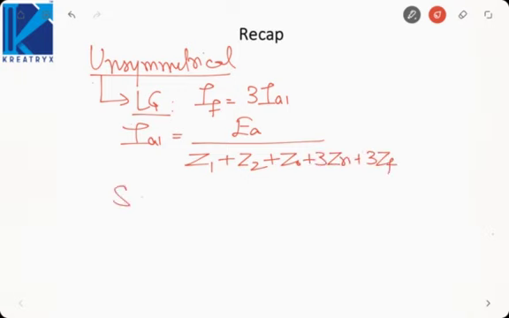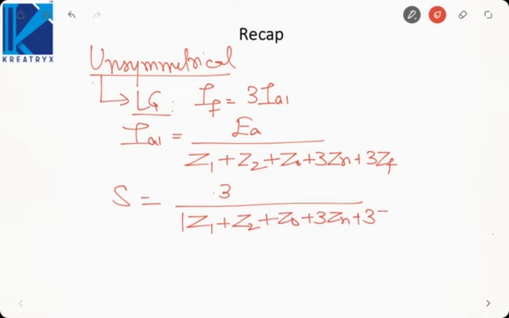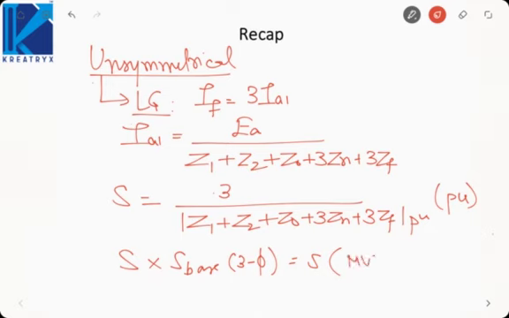And the short circuit MVA was mod of (Z1 plus Z2 plus Z0 plus 3Zn plus 3ZF) in the denominator, in PU. This gives the short circuit MVA in PU. Now multiplying by S base 3 phase will give me the short circuit MVA in the units of MVA. So this was for the case of LG fault.